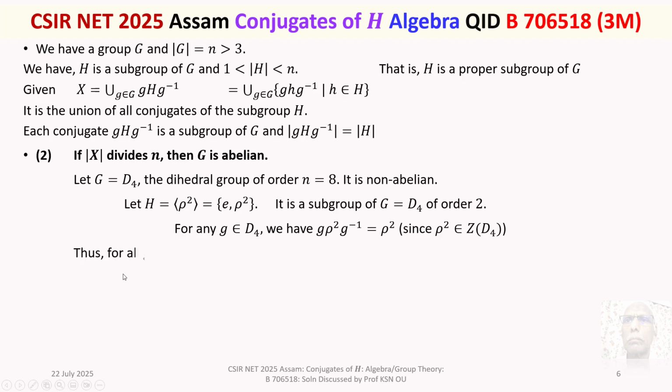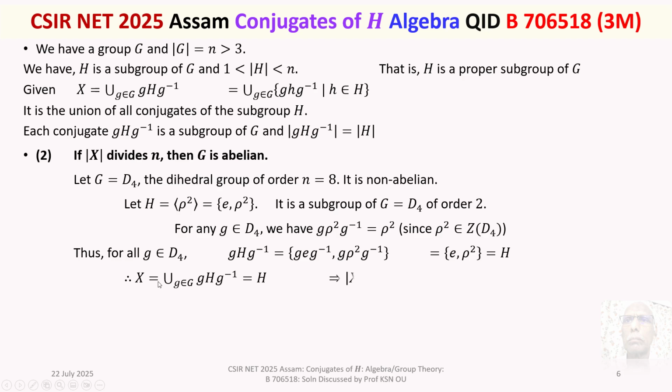Right. So thus, for all g belongs to D4, gHg inverse is the set of all geg inverse, comma, g rho square g inverse. And geg inverse is e, g rho square g inverse is also rho square, so it is H only. Right. X will be the union of gHg inverse, where the union is taken over all g belongs to G. It will be H only.